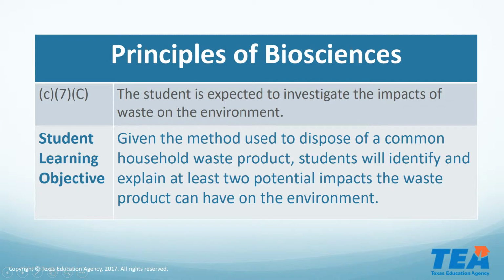To begin, please refer back to the student learning objective you developed during the previous learning session on student learning objectives. The example shown is a student learning objective for the course Principles of Biosciences. Given the method used to dispose of a common household waste product, students will identify and explain at least two potential impacts the waste product can have on the environment. This objective is a starting place in the lesson planning process.